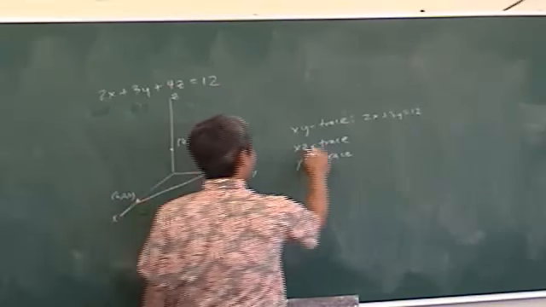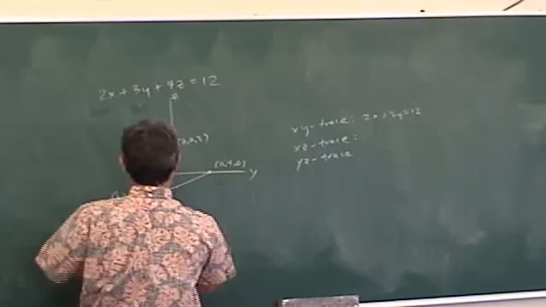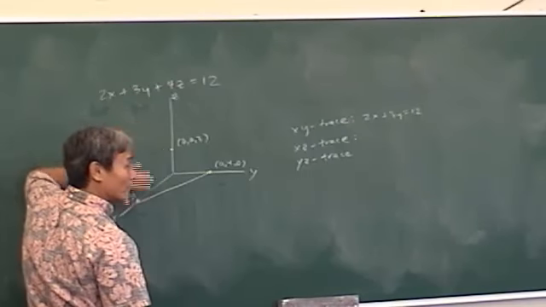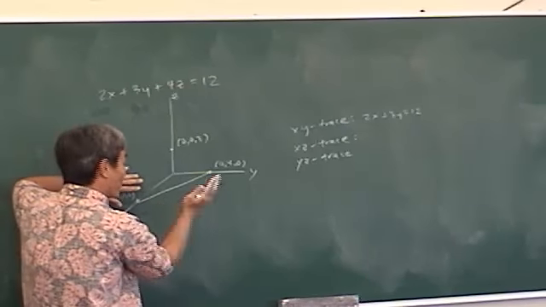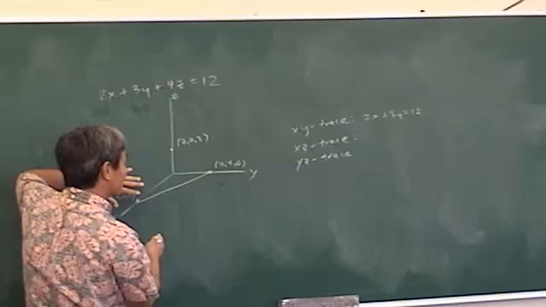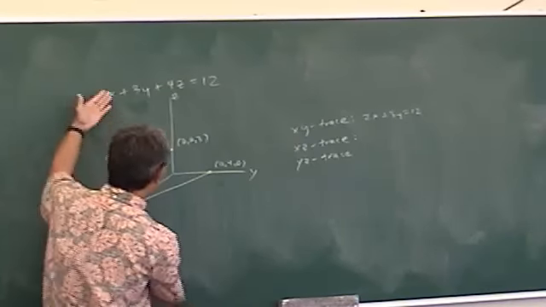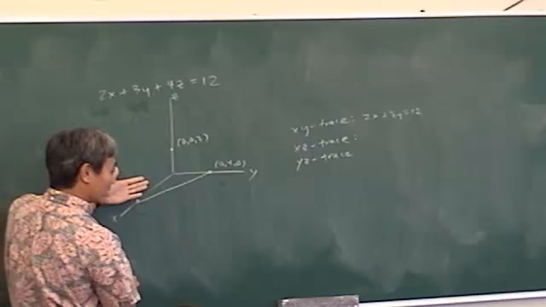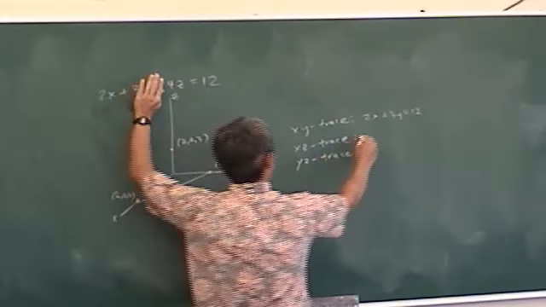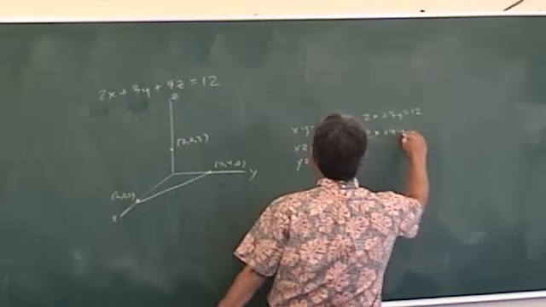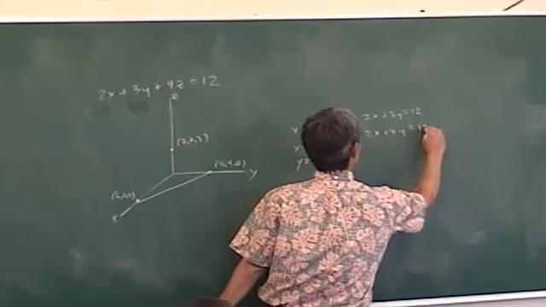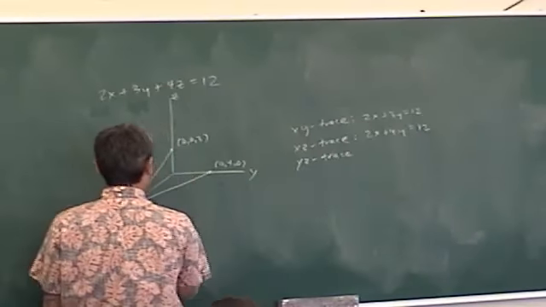And likewise, what do you think the xz trace is? Here's the xz plane. It's like this left wall over here. Where does this plane, or whatever graph you have, intersect this wall? What do you think I'm going to do? You set y equal to 0 because every point on this wall, the y coordinate is 0. So what do you get? 2x plus 4z equals 12. Hey, that's a line.